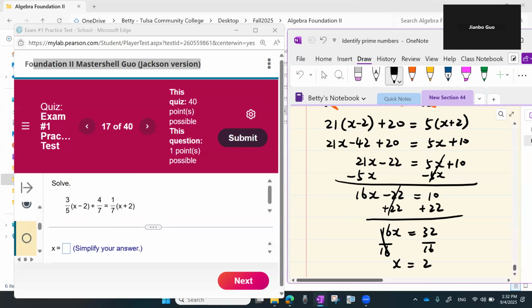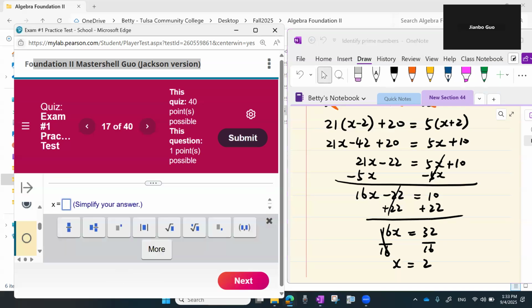You're welcome to plug in to double check. Actually, plugging in is pretty convenient in this problem. X equals 2, so 2 minus 2 is 0. So the left side is 4 over 7. And on the right side, 2 plus 2 is 4. 4 times 1 over 7 is 4 over 7 as well. So our answer definitely is correct.